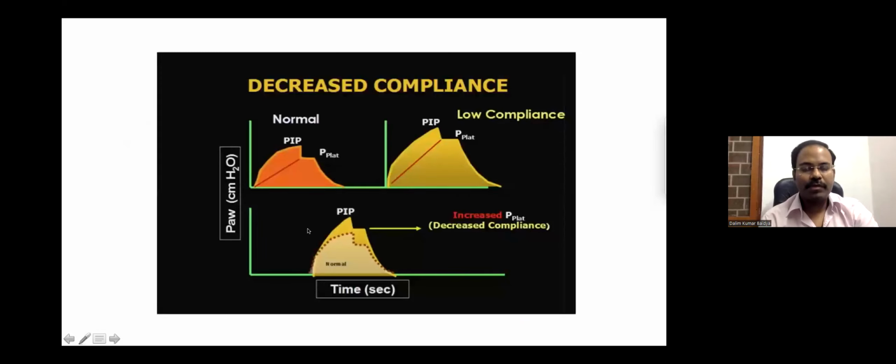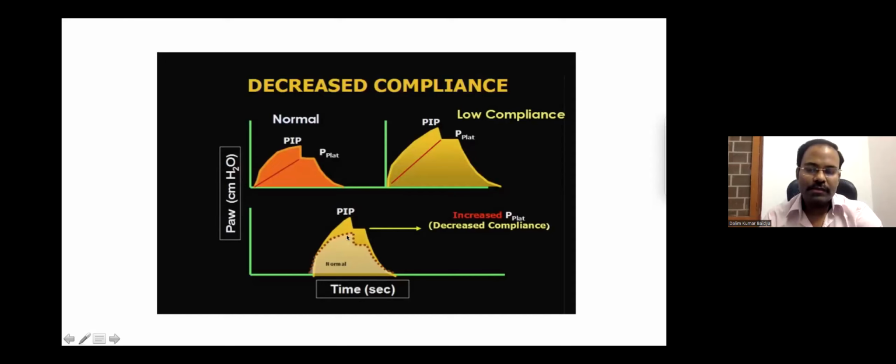Okay, so what happens when the lung compliance is less? For example, in the patient who is in ARDS. So if you look at this lower graph, the dotted line suggests the normal pressure time waveform. Whereas in a patient who has low compliance, compliance is basically, if you go by the formula, delta V by delta P. So volume difference divided by pressure difference. And the unit will be ml per centimeter of water. So the amount of volume that will be generated at a given amount of pressure.